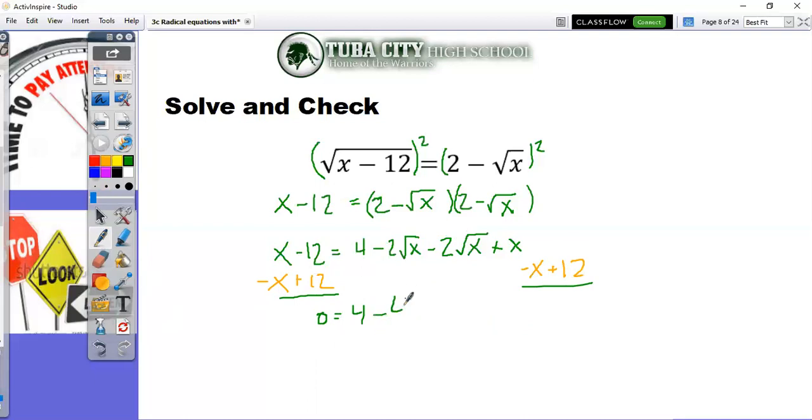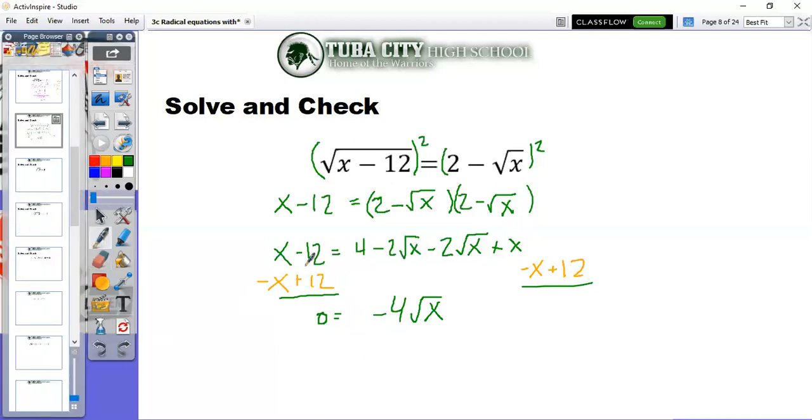All right, so now I have -2 root x, -2 root x. I'm going to put those together for -4 root x. And here I have x minus x. So that's going to cancel that out. Oh, I also have plus 12. So that's going to cause 12 plus 4. I really should have put the 12 under here. But anyway, it would still be the same as 4 plus 12 is 16.